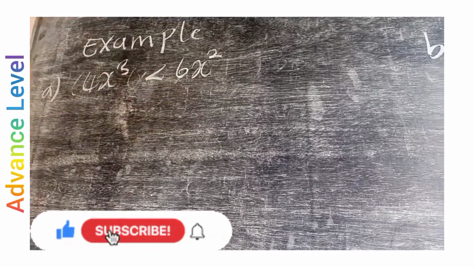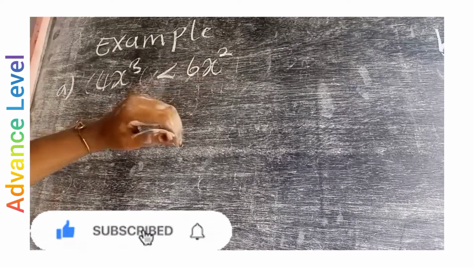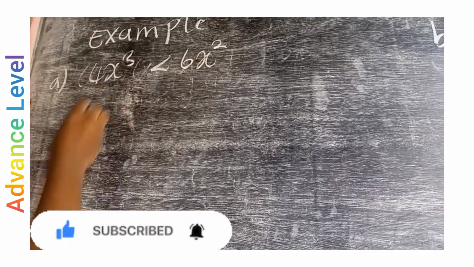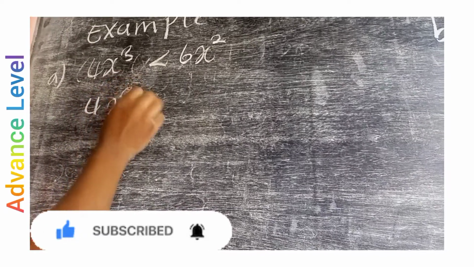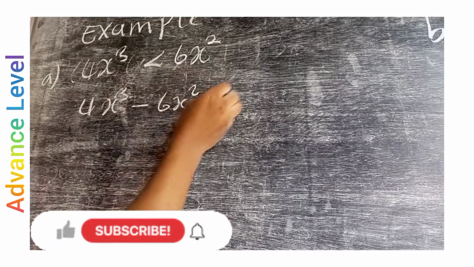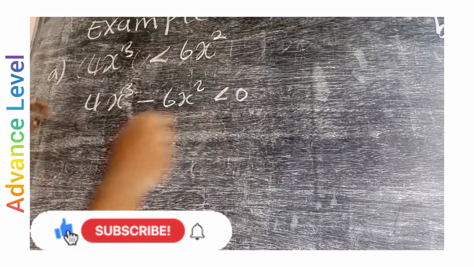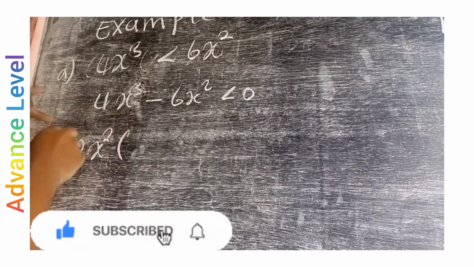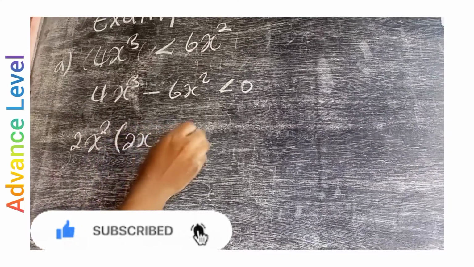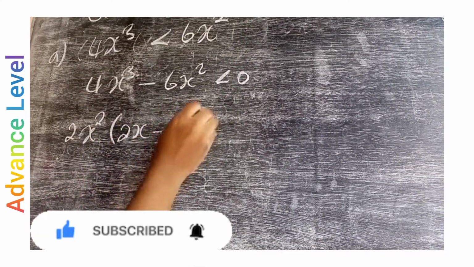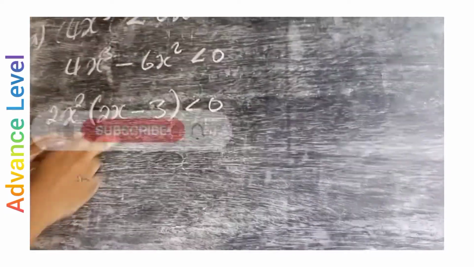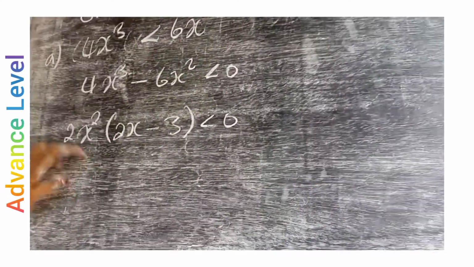out the solution set. So here we are not going to divide both sides by x squared, because if we do so we are going to lose part of our solution. So what we will do is take this across to have 4x cubed minus 6x squared less than 0. With this, we see that 2x squared is common. If I factorize 2x squared here, I'll have 2x minus 3 less than 0. So from this step, we reach our endpoints.